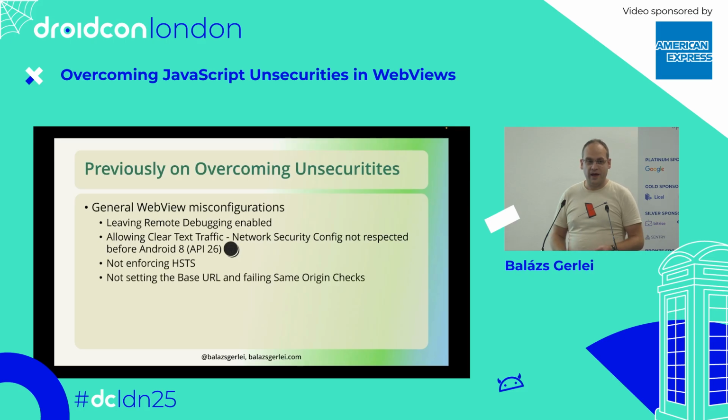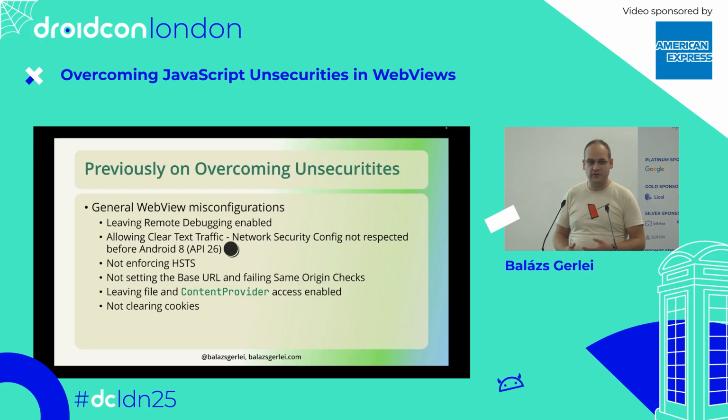Also, I talked about why not setting the base URL can lead to problems, mostly about same origin checks and failing of them. So you need to do that. There's a dedicated API for that. And also, I described how the file and content provider access is enabled by default up to a certain Android version, and why it can be a problem if you use the load URL with the file scheme. Today, this will come into play as well, but not directly with the load URL, but via JavaScript.